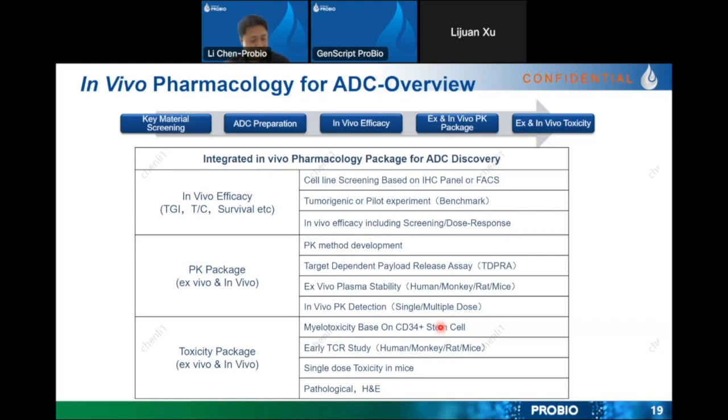PK assay needs to be carried out both in vivo and ex vivo to determine the ADC stability, especially the linker parts and the controlled payload release. Toxicity studies are also a crucial part, including myelotoxicity assessment, tissue cross-reactivities, and payload-derived pathology.